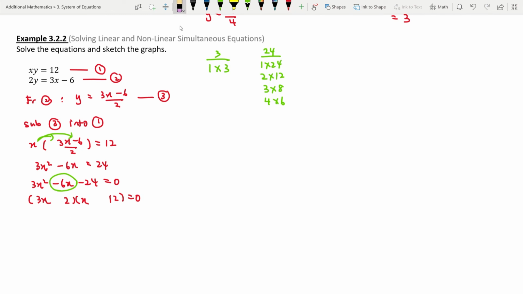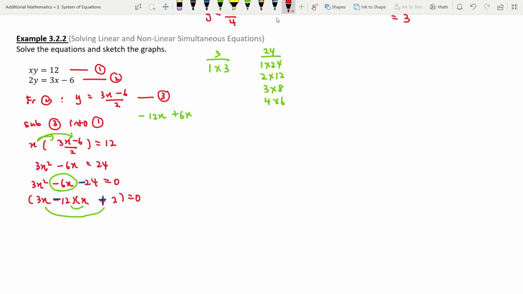Let's try exchanging the position of 2 and 12. Here we will get a 12x, and here we will get a 6x. This combination will give us a negative 6x by putting negative at the 12x and positive at the 6x. Minus 12x plus 6x. And we always need to check negative and positive; we will get a negative. Hence, this is the combination we need.